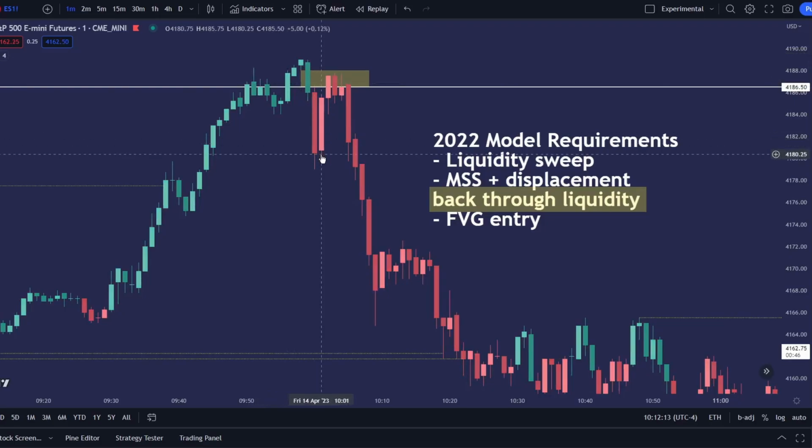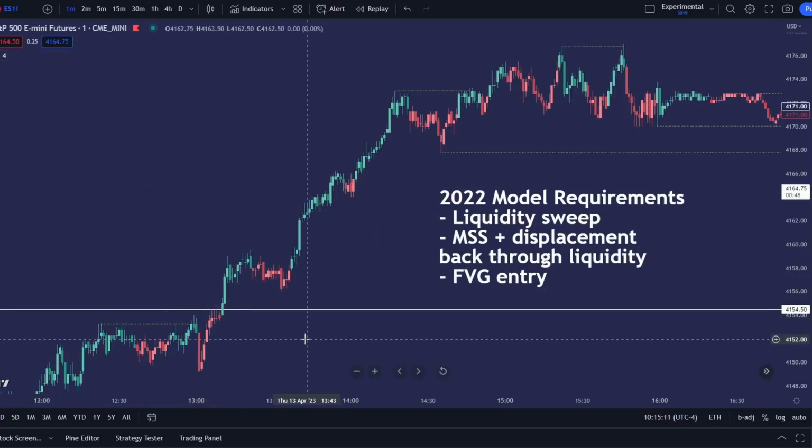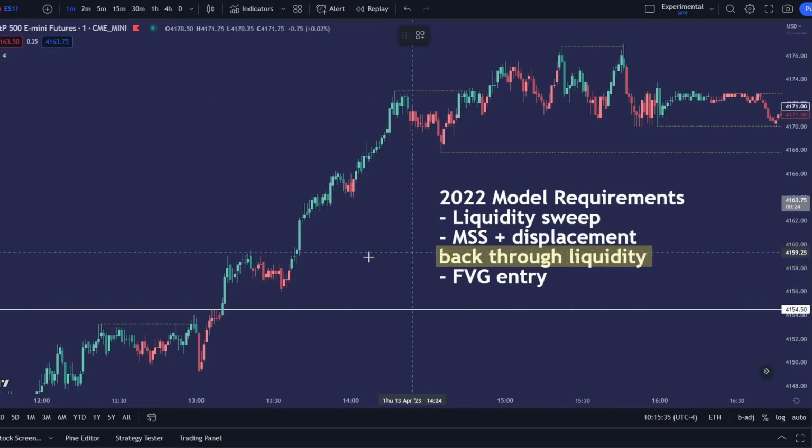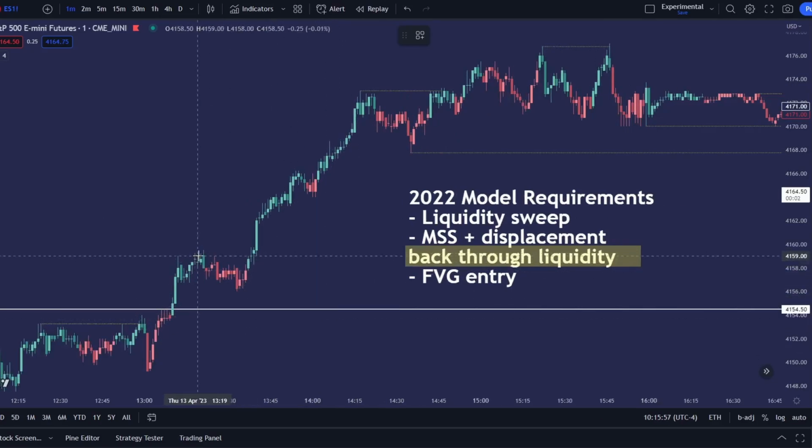So now with MSS and displacement and that fair value gap, price comes back to a premium and is a viable candidate for a short entry. So now going back to the failed example where we ran past relative equal highs, this rule basically tells you that as long as price is above buy side liquidity, we are not looking for shorts in this area. In order to look for shorts, we want to see MSS back below the original liquidity level.